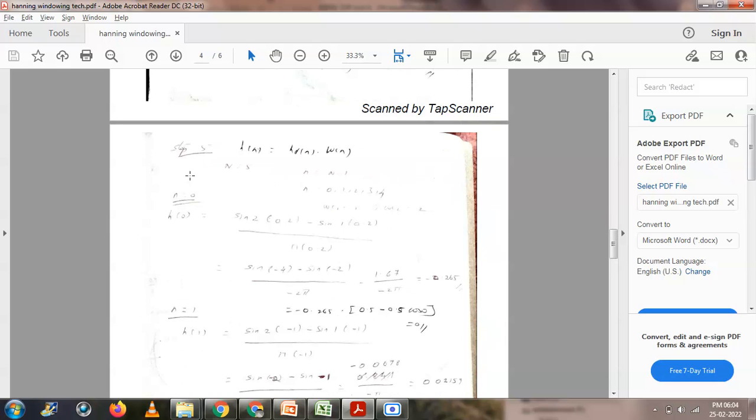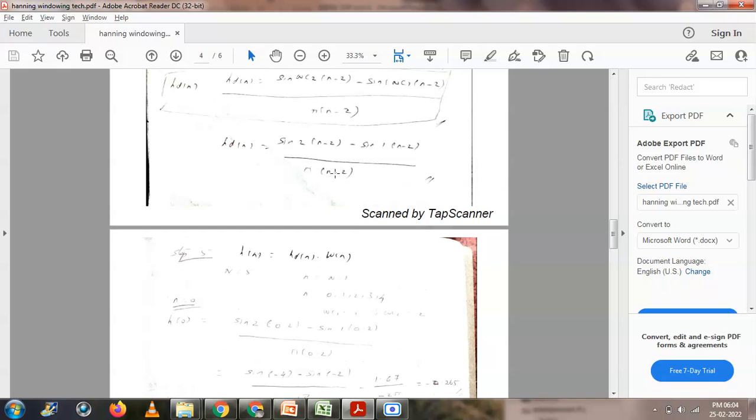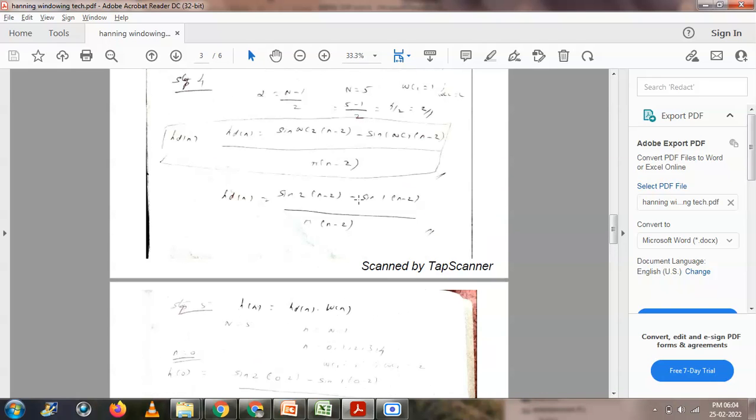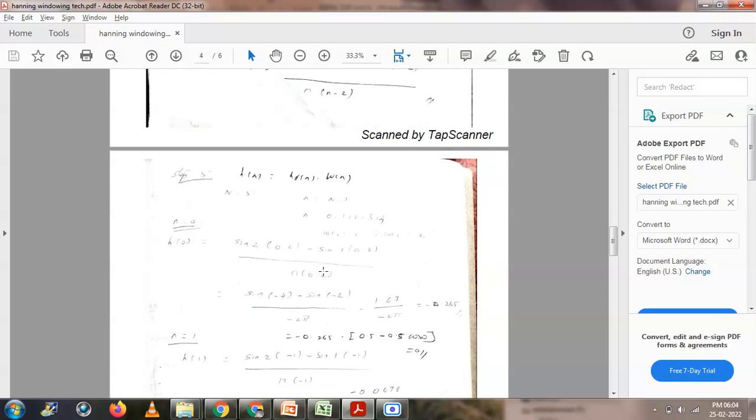Okay, then step 5. So h of n is equal to ht of n dot wn. So what is ht of n? We already have ht of n. So the ht of n value is the same, this is sine n minus 2. So this is the value. Okay, so this is ht of n and the omega n value.